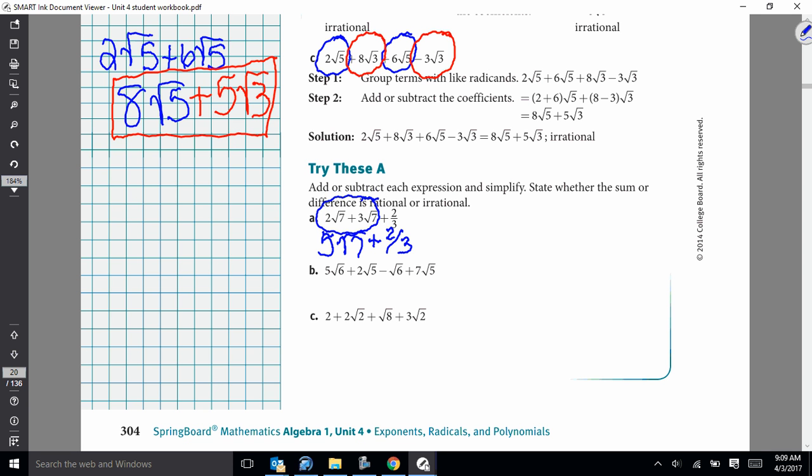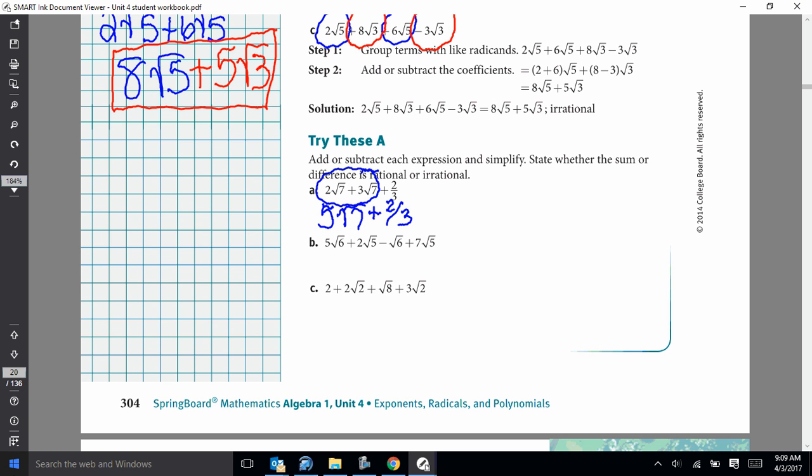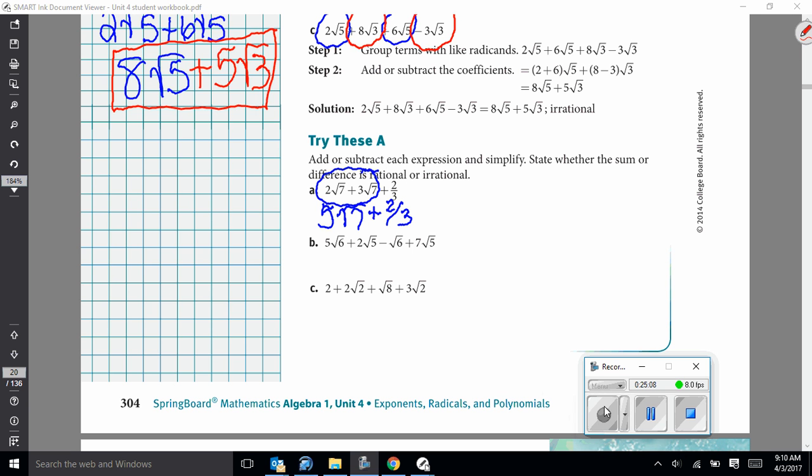Alright, so what about B? Why don't you try this one? And then we will go on to the next. So we start with square root of 5. So we have 2 here and 7 there. So how many square root of 5s do we have? We have a total of 9.